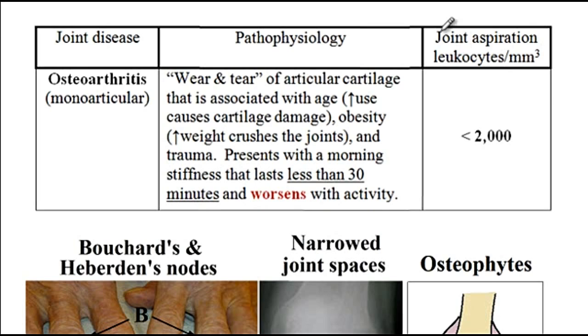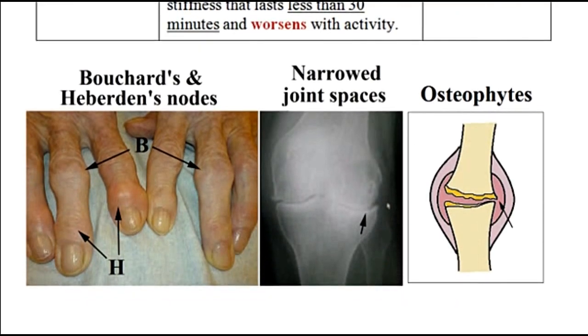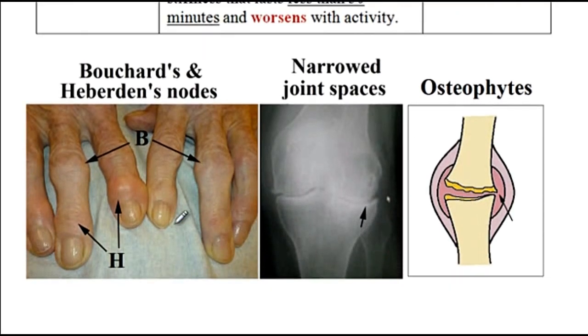Now, in terms of the number of white blood cells that you find on joint aspiration, the number of white blood cells is less than 2,000 per cubic millimeter of the joint aspirate. Now, there are other clinical features associated with osteoarthritis, and these include the bony overgrowths, which are referred to as Bouchard's and Heberden's nodes. So Heberden's nodes are in the distal interphalangeal joints, while the Bouchard's nodes are in the proximal interphalangeal joints.